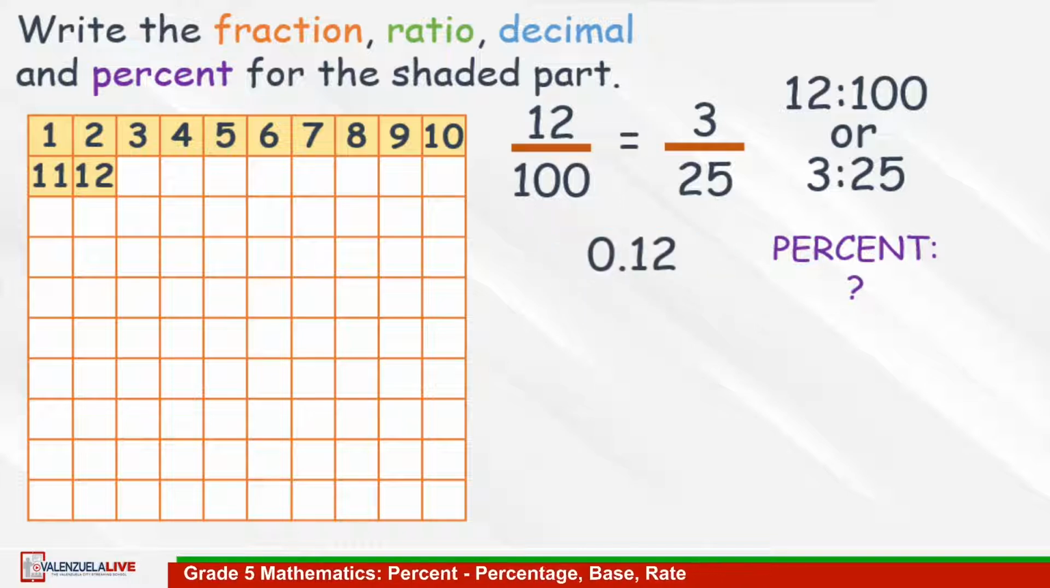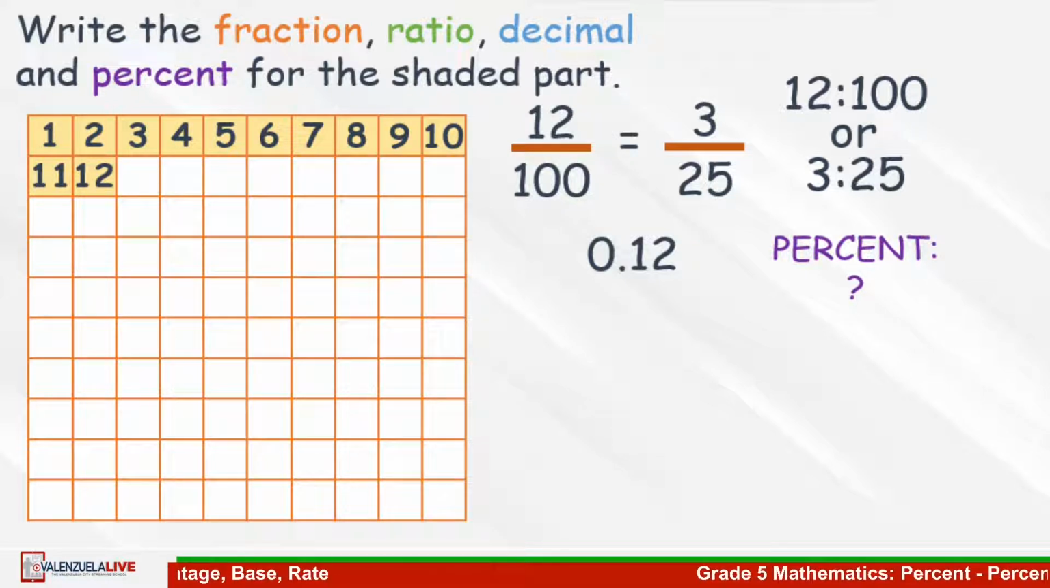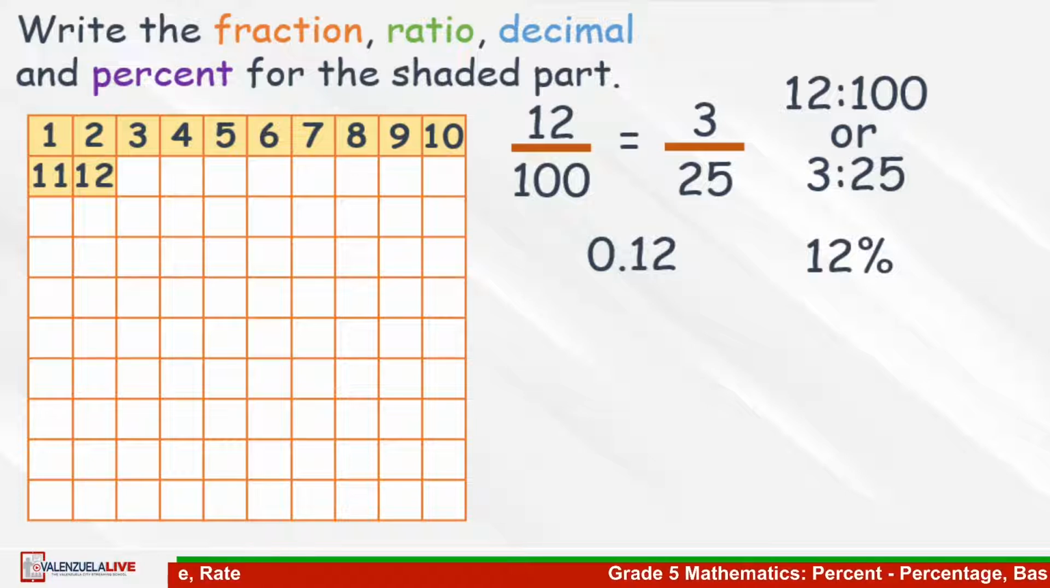12 hundredths is written as 0.12. Now, how about the percent? Can you guess it? Yes, it's 12%. Very good. Now, let's continue.